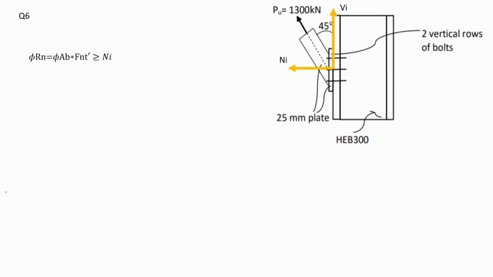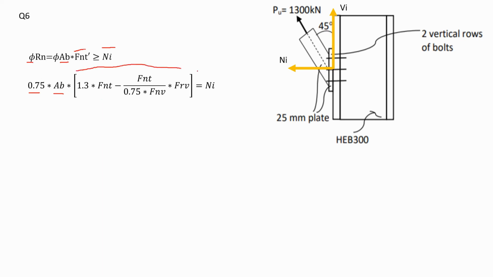In order to find the capacity, or in order to satisfy this condition, when you have a tension force, this equation becomes slightly different. Instead of using AB multiplied by FNV, it becomes multiplied by FNT dash. And here I have NI. So expand this equation, it becomes like this: 0.75, that's my phi. AB is the area of the bolt. FNT dash has this equation to find it. And you have NI.